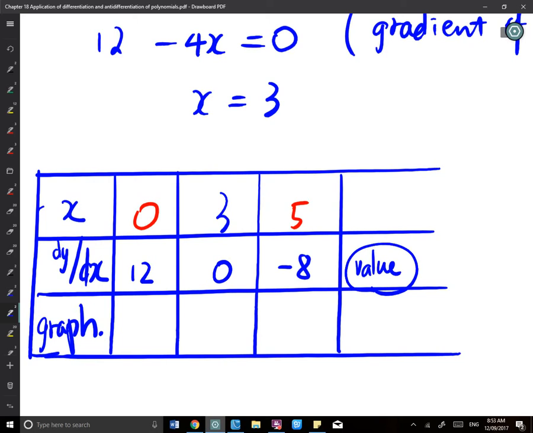You really need to do the substitution. Find the derivative value and write that down in that box. You can't just write plus or minus. You must write a value in that. Okay? What is it? It's a value. You can't write plus or minus. So I will have 12 and negative 8.